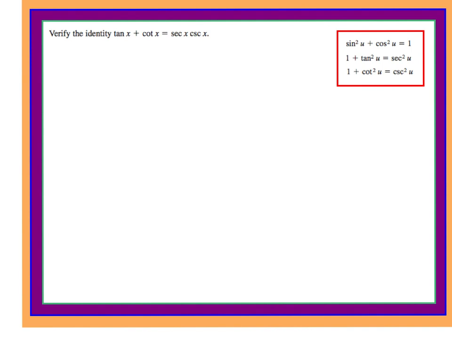All right. So what's tangent? Sine over cosine. All right. What's cotangent? So again, what do we need? When we add fractions, what do we need? Common denominators. What's going to be my common denominator? Cosine x times sine x.